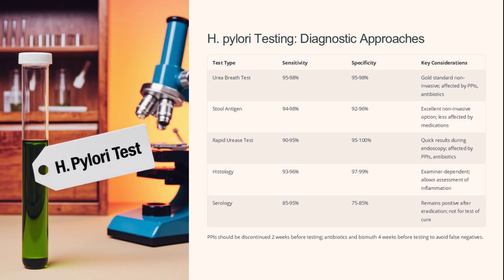H. pylori testing is essential for diagnosing and managing ulcer disease. Various diagnostic approaches, including breath tests and serology, offer different sensitivities and specificities, guiding effective treatment strategies.